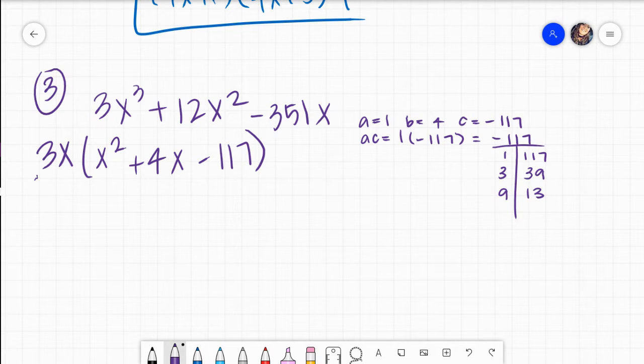because 117 is negative, one of them needs to be negative. And I need it to be a positive 4, so I'm going to make the smaller one negative. You combine negative 9 and 13 together. Signs are different, so you subtract, keep the sign of the larger, which is positive. That equals my B, which is what we wanted.